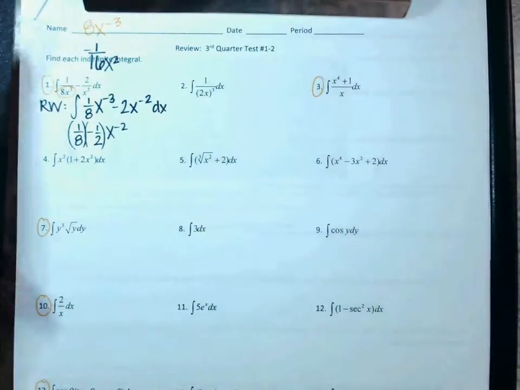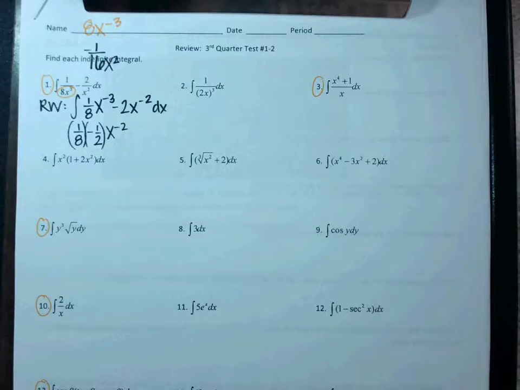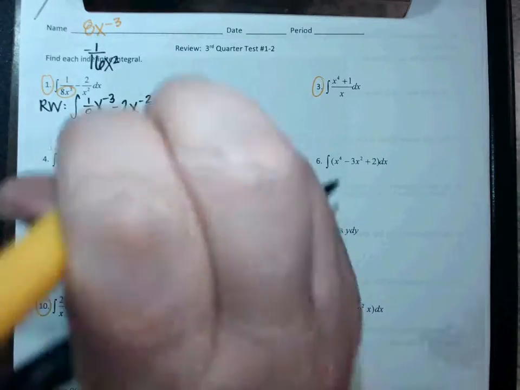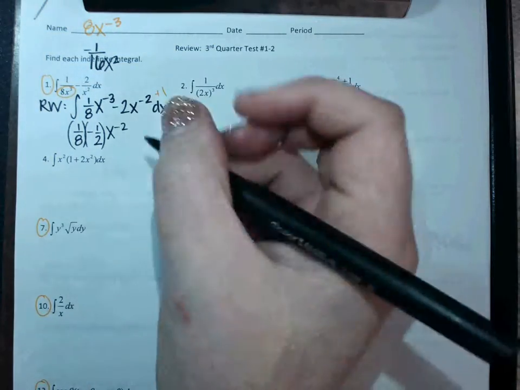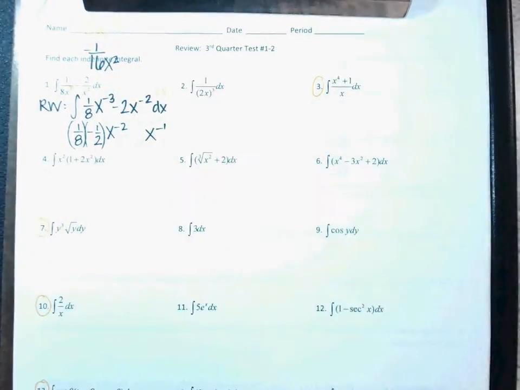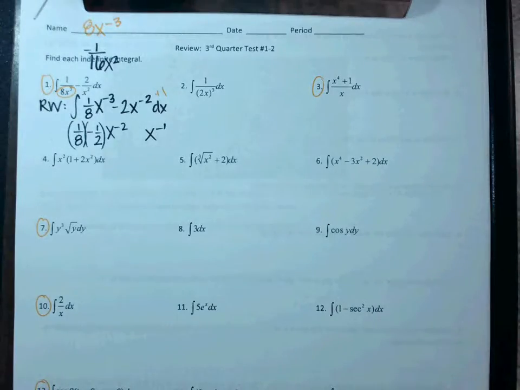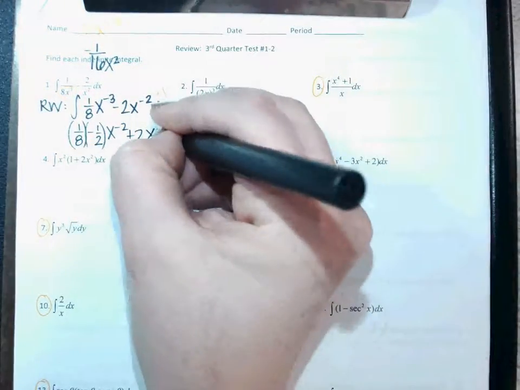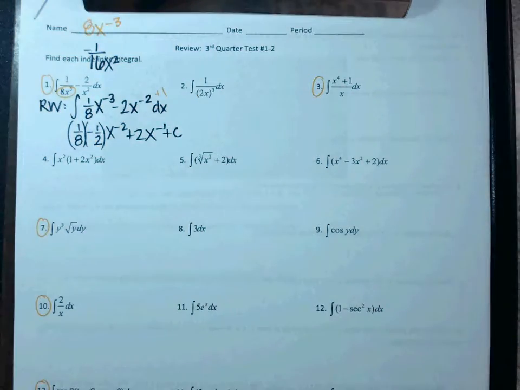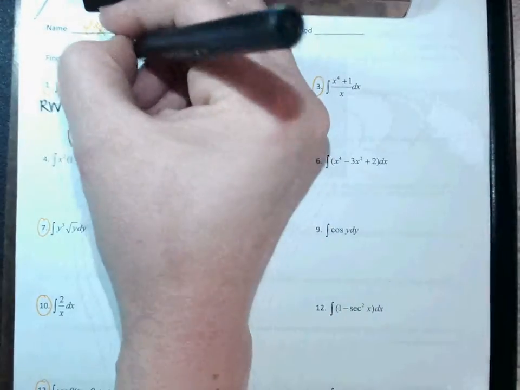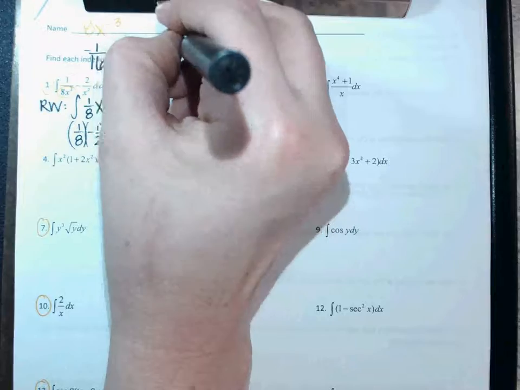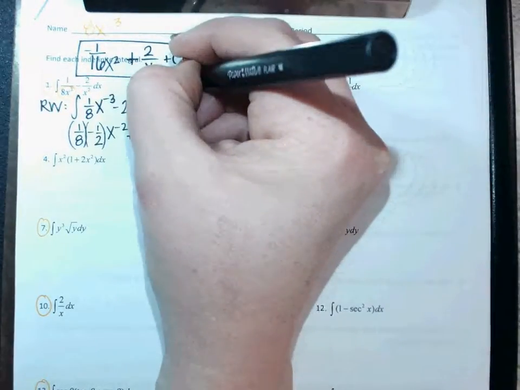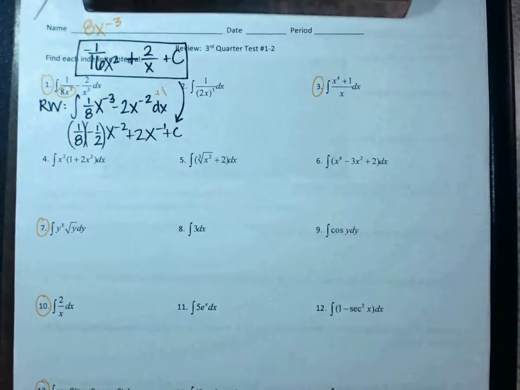Next term, I had a negative 2, so I'm going to have to add 1 to it. What is negative 2 plus 1? X to the negative 1. Then I divide negative 1 with the negative 2, it switches to a plus 2, plus c. Then from there, I'm going to take my x down, so it'd be plus 2 over x plus c. Make sense?